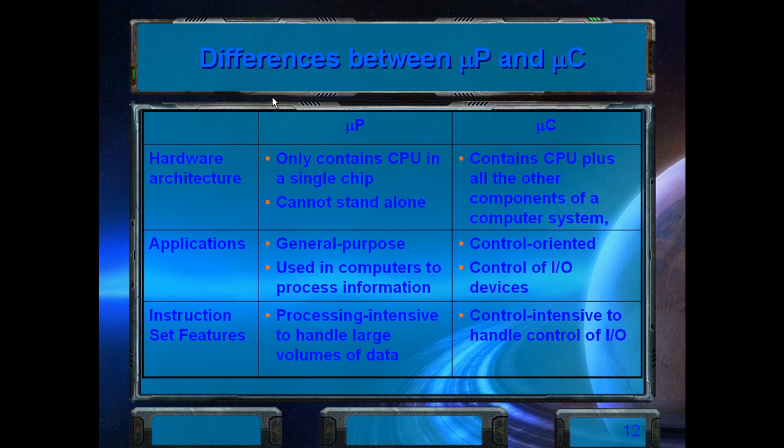The microprocessor is mainly used to process information. It is also used to run general-purpose applications. The microcontroller, however, is used in control-oriented applications. The instruction set features for the microprocessor is more processing-intensive, so it can handle large volumes of data. Whereas for the microcontroller it is more control-intensive to handle control of input-output devices.